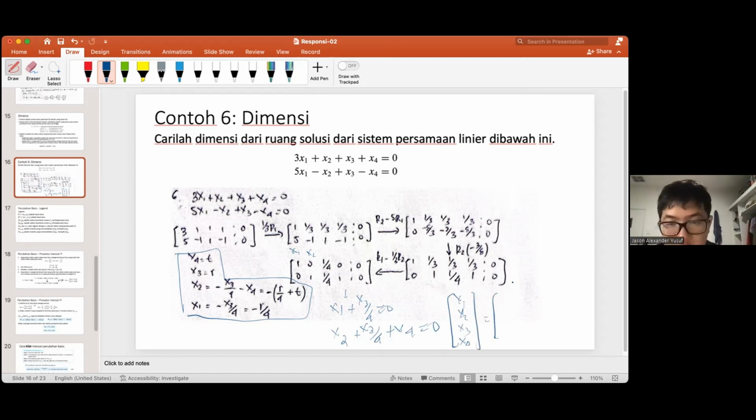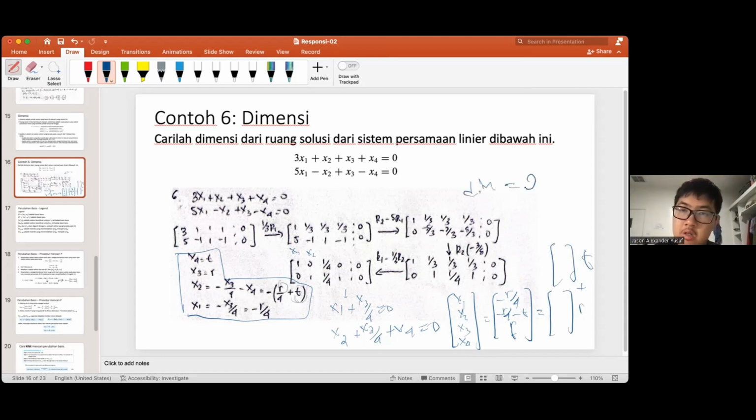x1 is negative r over 4. x2 is negative r over 4 minus t. x3 is r, x4 is t. So now we express it as r plus t. And since we have two parameters, t and r, your dimension is 2. Okay.